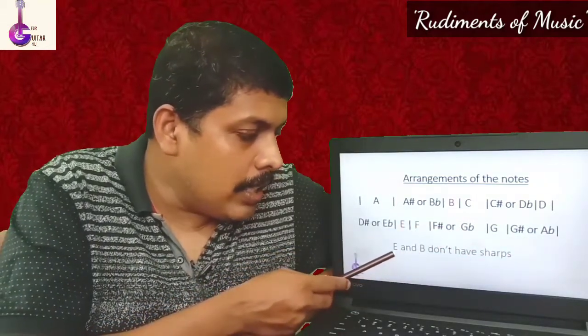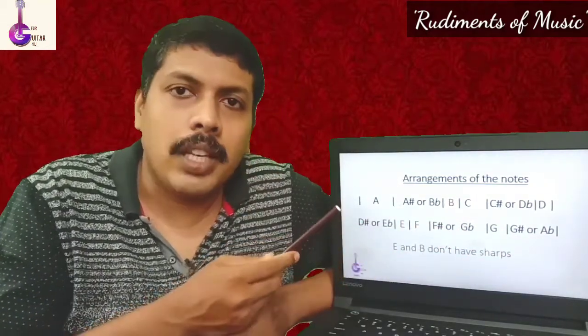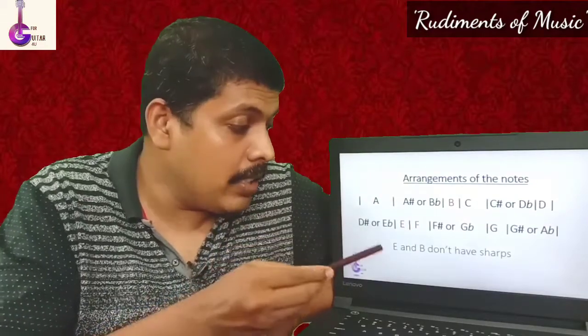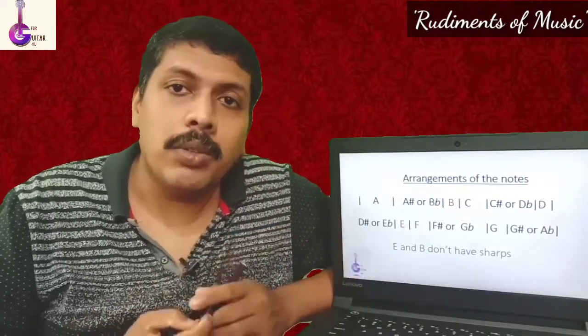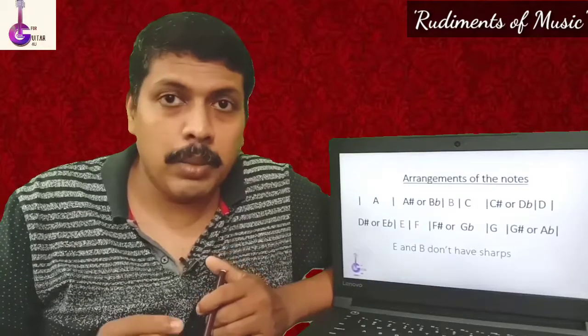You can see E and B don't have sharps. Okay. E and B don't have sharps. Always remember E and B don't have sharps. But it is in arrangements of notes only.